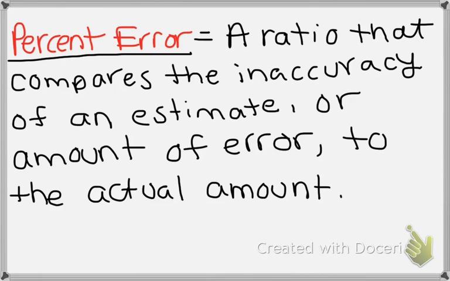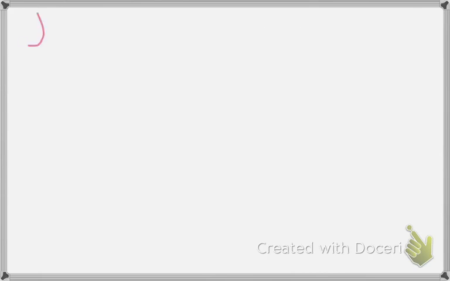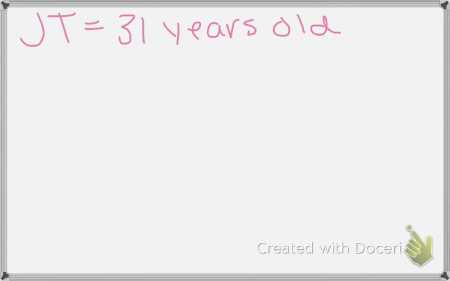Okay, so I'm going to guess about somebody's age. What about Justin Timberlake? All right, I don't know. He must be in his 30s. I'm thinking 31 years old. Okay, so that's my guess, that's my estimate. So I think JT is 31 years old. Okay, I'm going to look online and see how old he really is. Oh, so close. He's 33. So his real age is 33 years old.